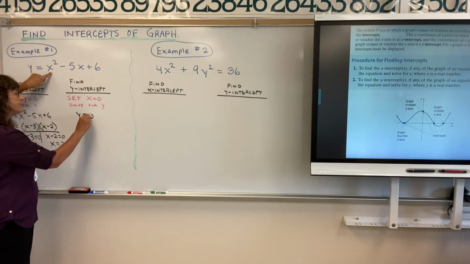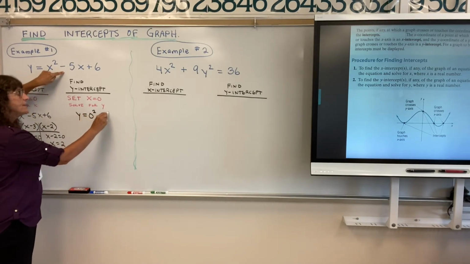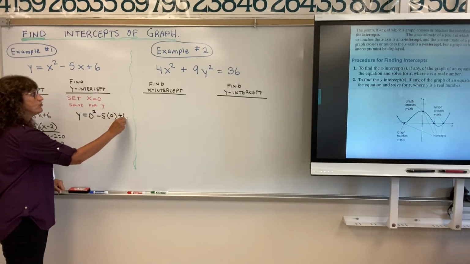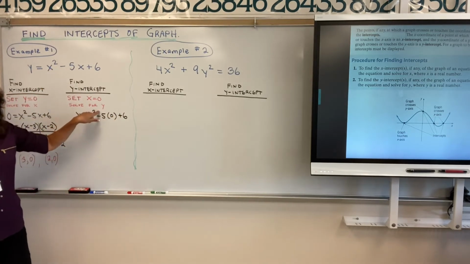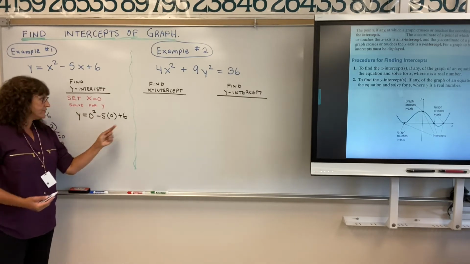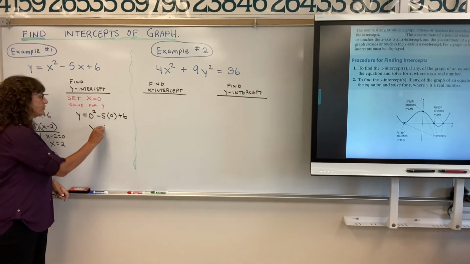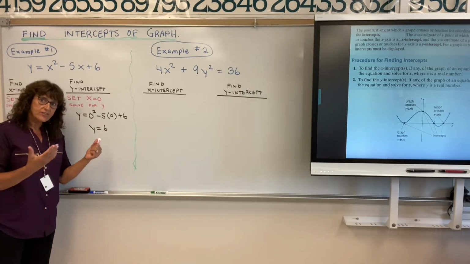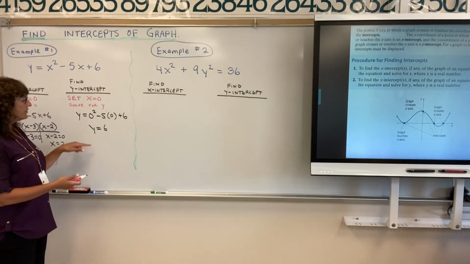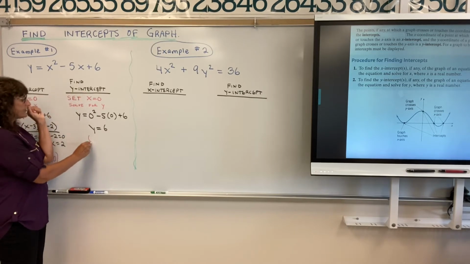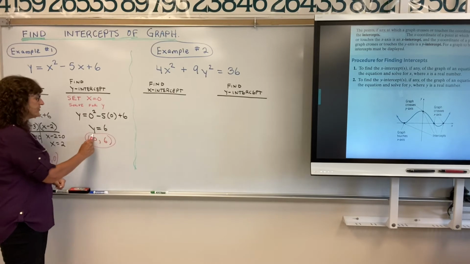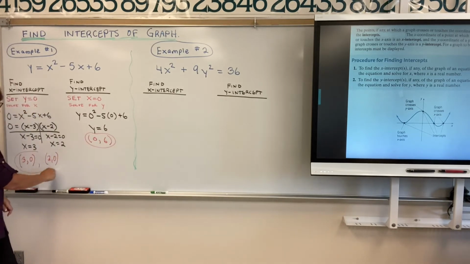Substitute 0 in for x, so 0 squared, minus 5 times 0, plus 6. Make that substitution. 0 squared is 0. 5 times 0 is 0. So your y-intercept will just be 6. We could write it as an ordered pair, so you can see right here: when x is 0, y is 6, and so here's your y-intercept, and here are your x-intercepts.